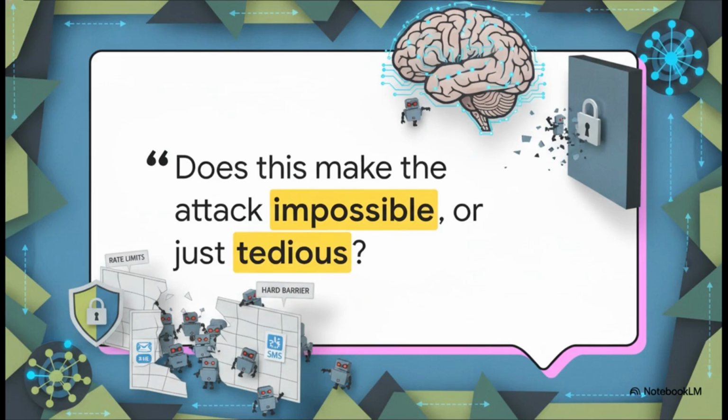Does this make the attack impossible or just tedious? Because agentic attackers have unlimited patience and a near zero cost per attempt. Rate limits, non-standard ports, SMS-based multi-factor authentication, those are just friction-based defenses. They just make things tedious, and against an AI, friction always fails. You absolutely need controls that remove a capability entirely, creating a hard mathematical barrier.